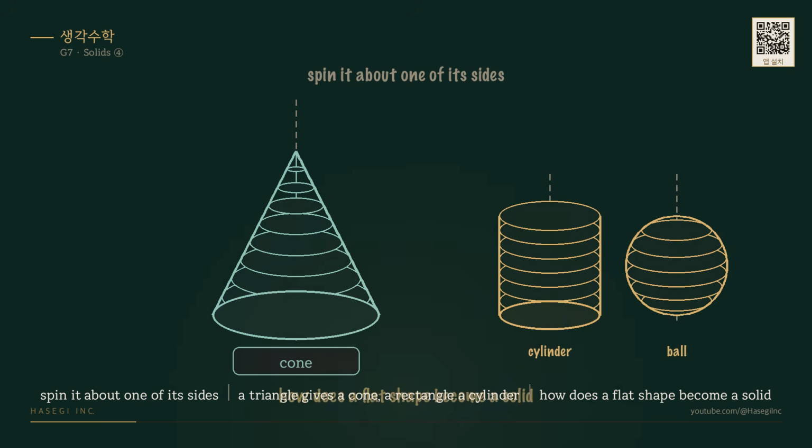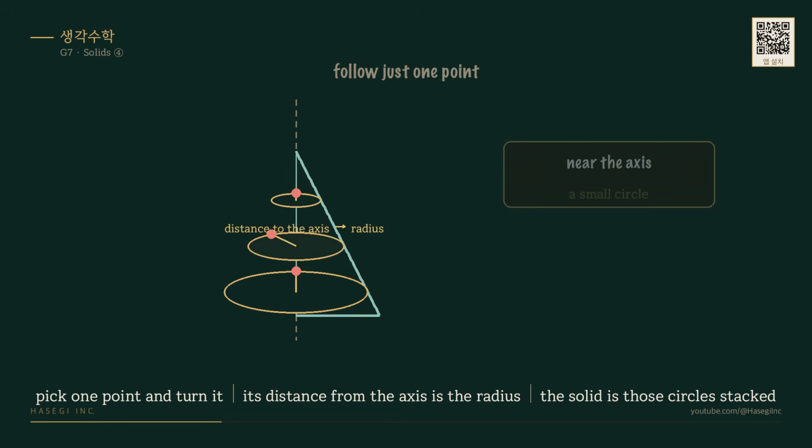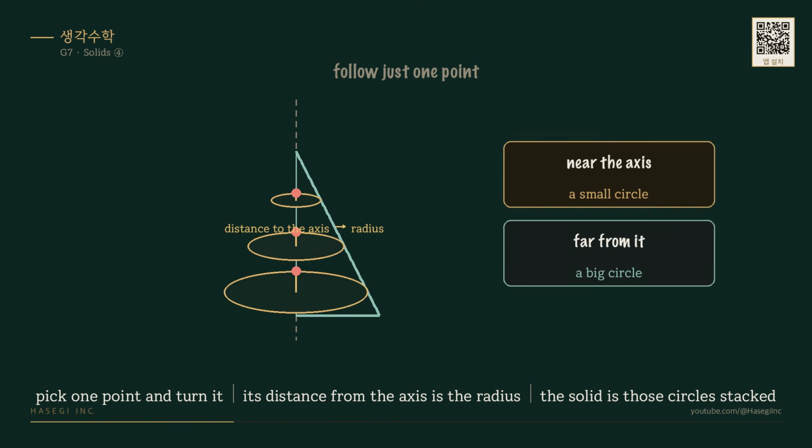How does one flat shape turn into something so different? Follow a single point and it becomes obvious. Pick one point of the shape and turn it about the axis, and that point traces a circle whose radius is its own distance from the axis. Points near the axis trace small circles, points far away trace big ones. A solid of revolution is nothing but those circles stacked together.